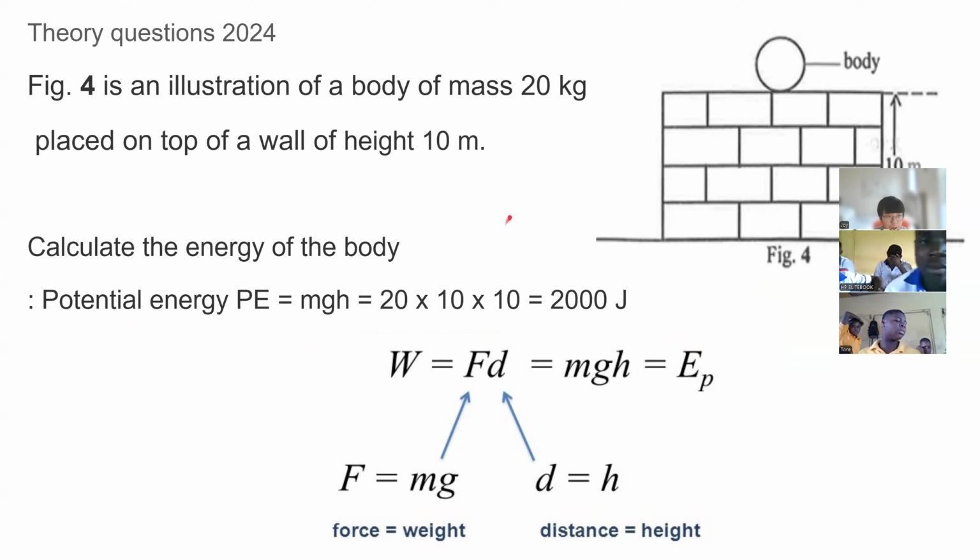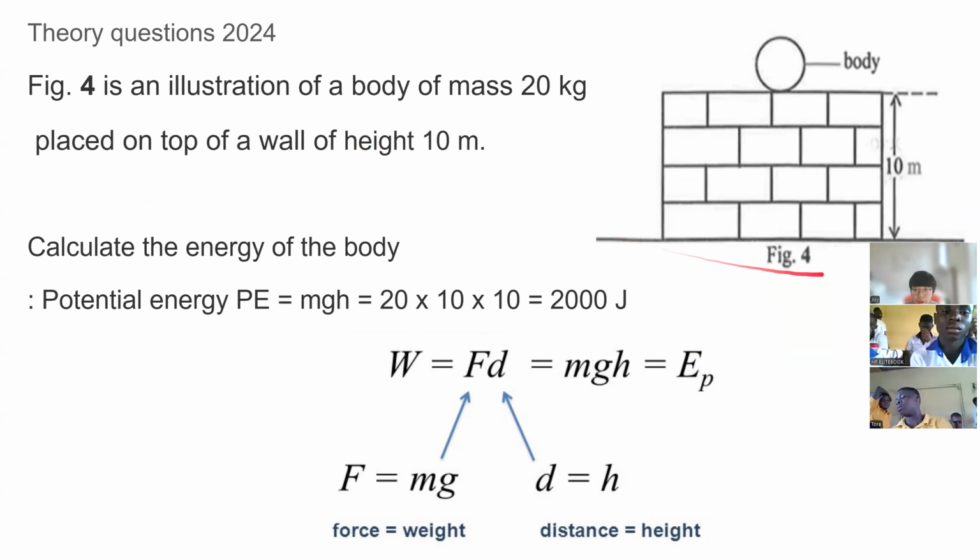Look at this theory question. Figure 4 over here on the right is an illustration of a body of mass 20 kilograms placed on top of a wall with height of 10 meters. Calculate the potential energy of the body. And you can do it, as we have done before, 20 kilograms times 10 meters times the gravity, which is also 10, and you will get 2,000 joules.